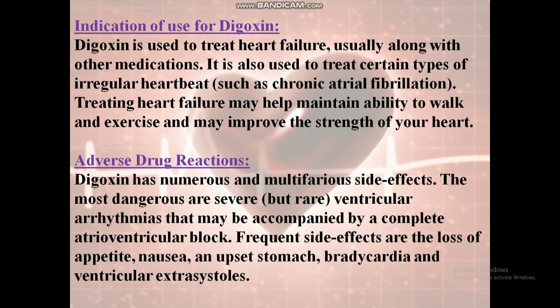Indications of use for digoxin. Digoxin is used to treat heart failure, usually along with other medications. It is also used to treat certain types of irregular heartbeat. Treating heart failure may help maintain the ability to walk and exercise and may improve the strength of the heart. Adverse drug reactions. Digoxin has numerous and multifarious side effects. The most dangerous are severe ventricular arrhythmias that may be accompanied by a complete atrioventricular block. Frequent side effects are loss of appetite, nausea, an upset stomach, bradycardia, and ventricular extrasystole.